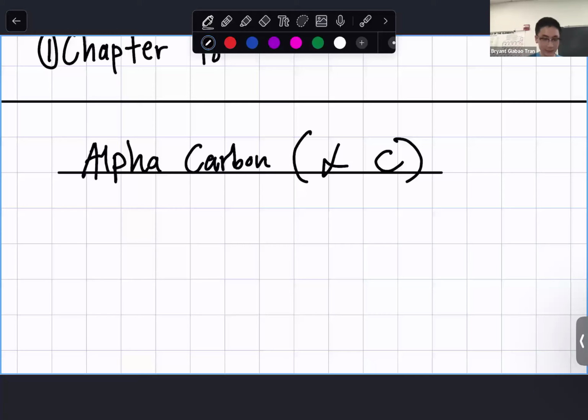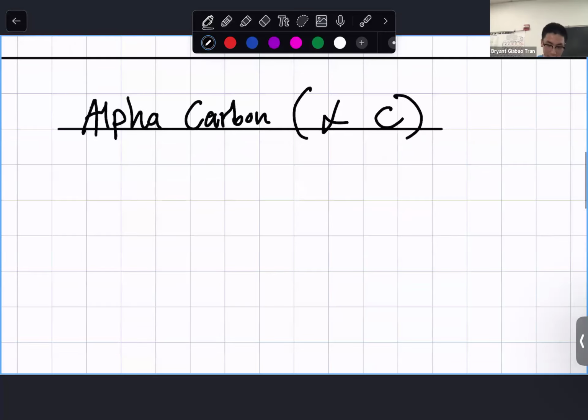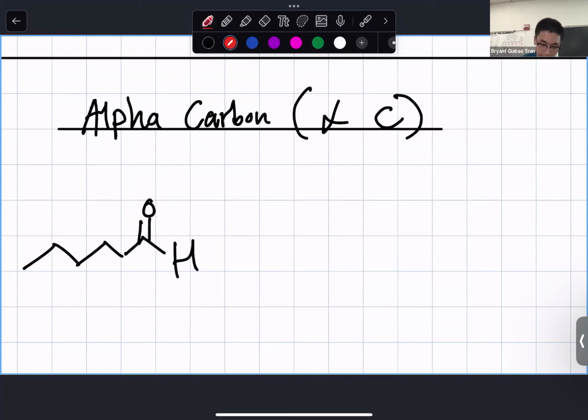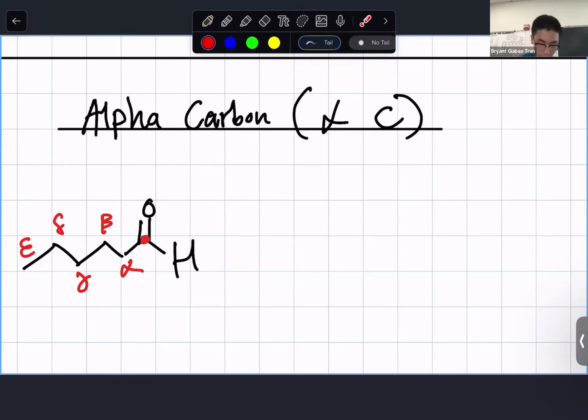Okay. So chapter 18 is all about the alpha carbon, where let's say we have a carbonyl like this. This carbonyl carbon here is not the alpha carbon. That's the carbonyl carbon. The alpha carbon is one carbon away from the carbonyl carbon. The beta carbon is two carbons away. Gamma is three carbons away, delta four, and then epsilon five. But in this chapter, we are going to focus on the alpha carbon.